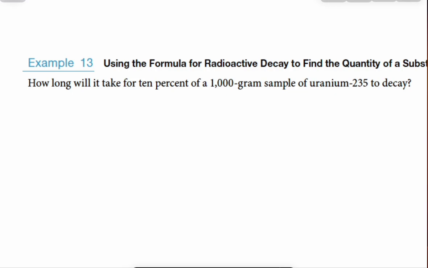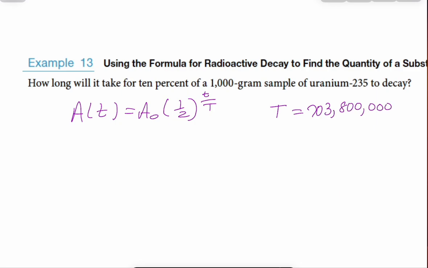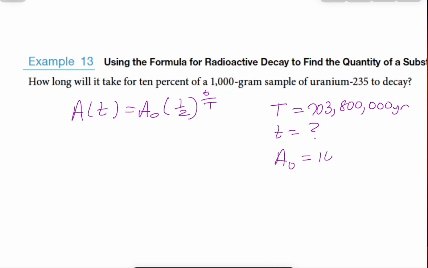So what you need to know is that formula, which you have written down, I believe, but I'm going to write it down for our purposes. You need the half-life time frame, and it takes 703,800,000 years for half of a sample of uranium to decay. We are looking for the T that it will take for our amount to be 10% of our original. Well, 10% of anything, you just multiply by 0.10, and 10% of 1,000 is 100.